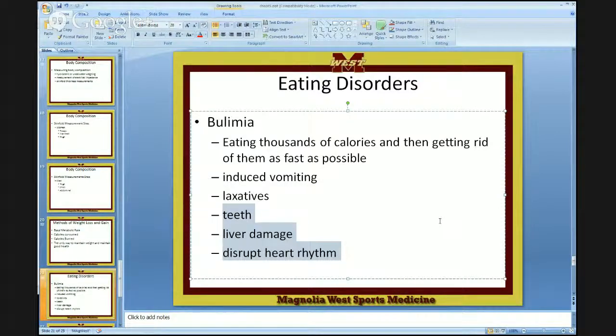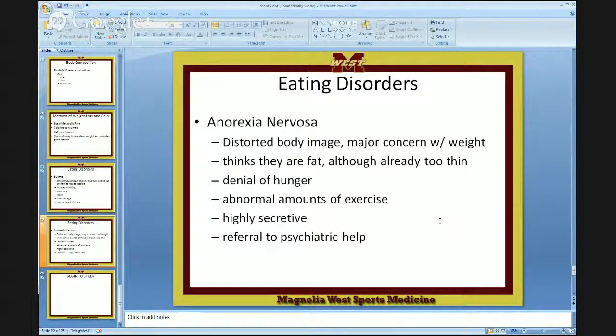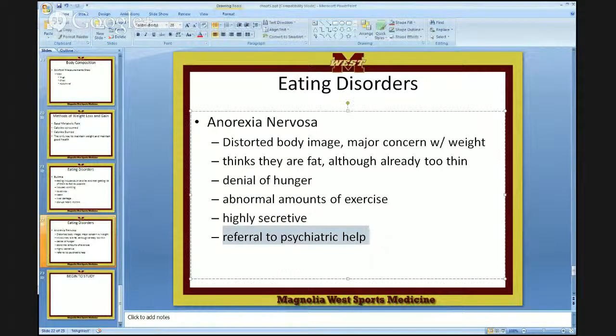So 22, anorexia nervosa. Definitely referral to psychiatric help. They're very secretive. They have a distorted body image and a major concern with weight. So take care of 22. As I'm looking over our little test, that seems to be about it.